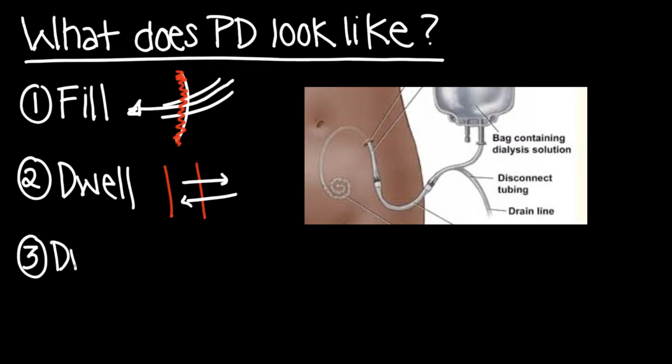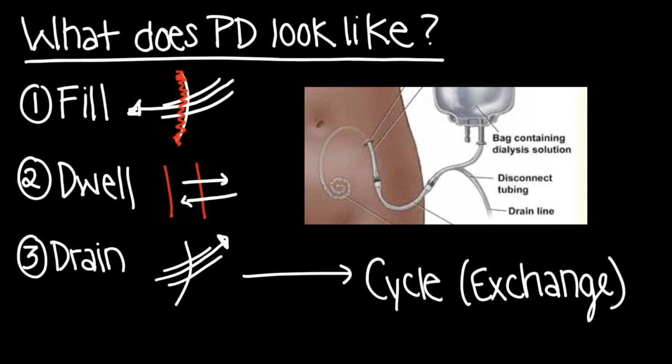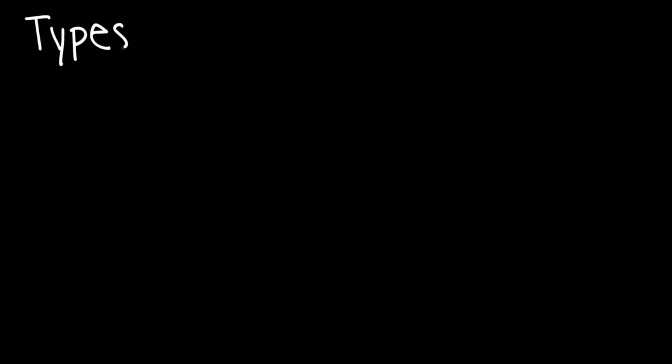The last phase of PD is the drain phase. During drain, the peritoneal fluid that now contains all the excess solutes and fluid is drained out of the abdomen via the catheter. This creates our basic PD cycle, which is also referred to as an exchange of fill, dwell, and drain. There are 2 main types of PD.